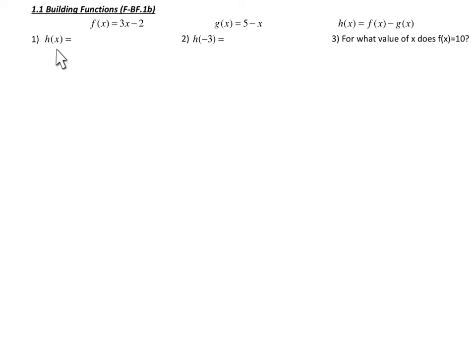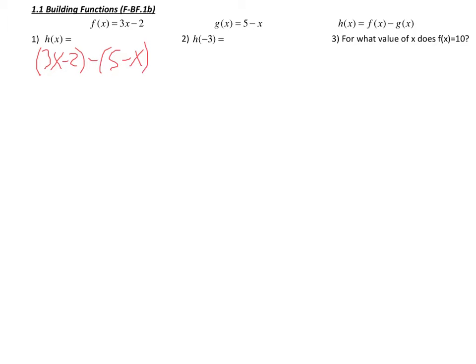All right, if I want to find h of x, if you look over here, h of x says we're going to take f of x and subtract g of x. So what that means is we're going to take f, which is 3x minus 2, and subtract g, which is 5 minus x. So that will look something like this. We're going to have f, which is 3x minus 2, and we're going to subtract g, which is 5 minus x. All right, now we got to simplify that.